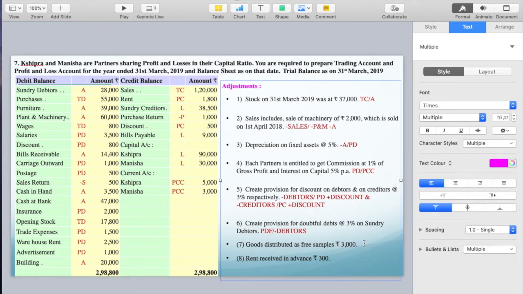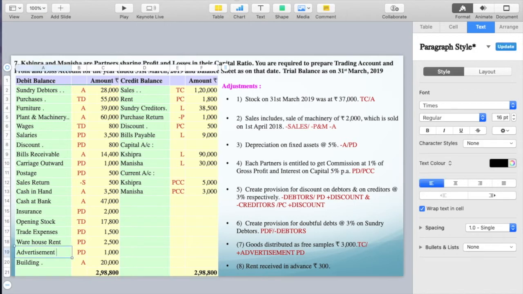Next, goods distributed as free samples, rupees 3000. Goods distributed as free samples is one sort of advertisement, and goods is going out of the business. So the first effect will go to TC because goods is going out of the business, and the second effect will go to add to advertisement, P&L debit side. We can see advertisement over here, so we can put one tick mark over here.